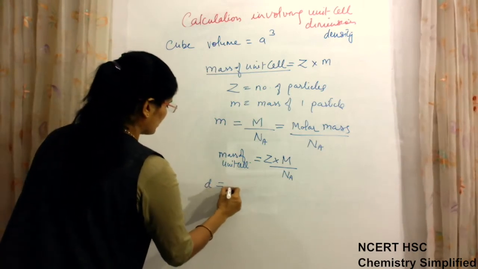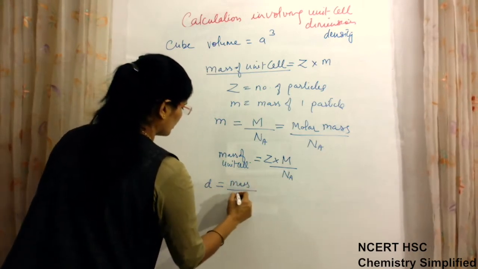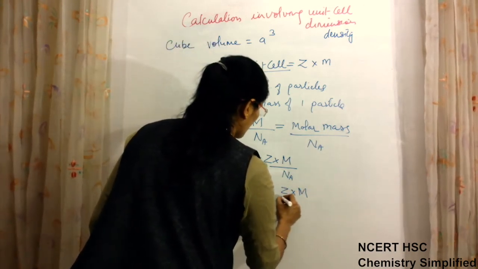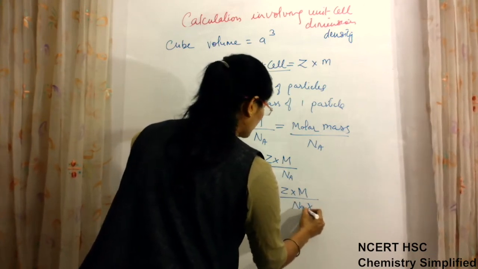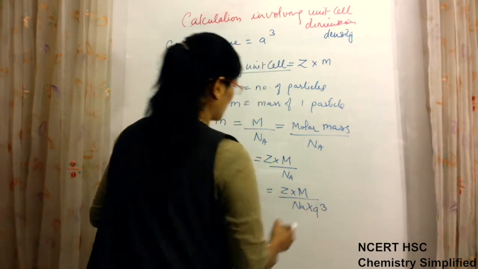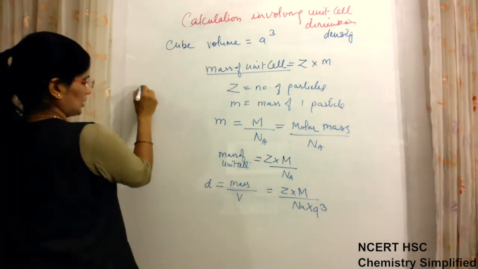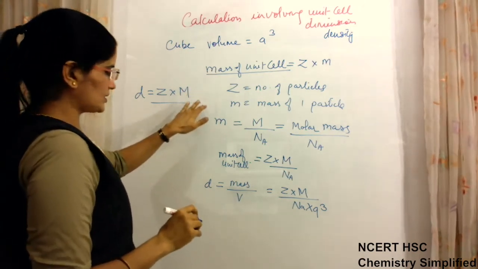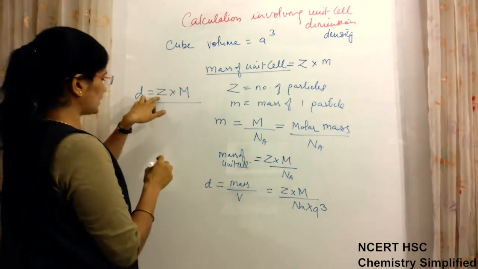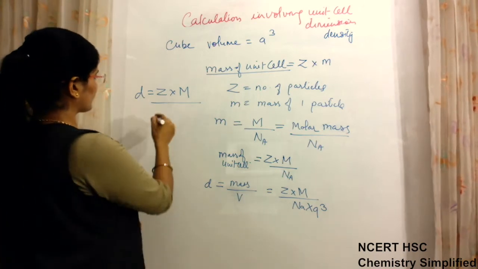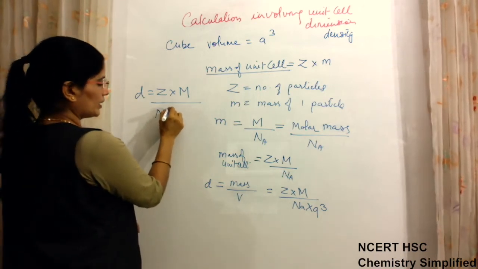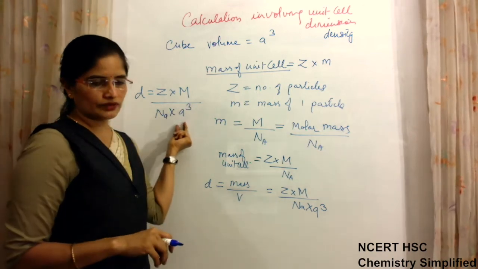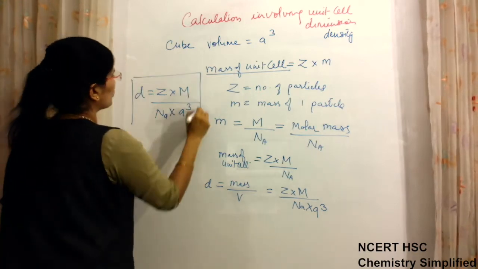Density of unit cell will be equal to mass per unit volume. Mass of unit cell is Z into capital M upon Na, and volume we have already written as a cube. So a very important formula: D is equal to Z into capital M upon Na into a cube. You should know what are these things. M is the molar mass, Z is the number of particles, Na is Avogadro number, and a cube is the side of the cube cubed. This will give the value of density.